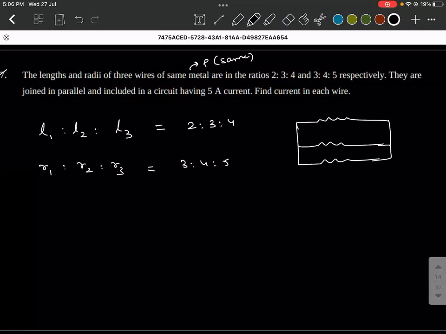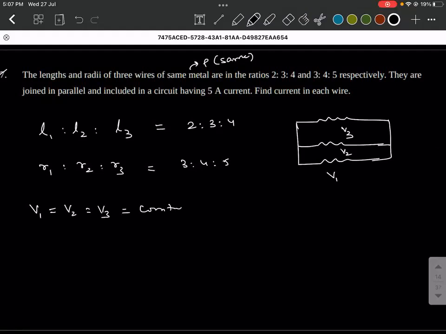Same material, so resistivity is the same. What is the hint given in this question? Think about this. Length is given, radius is given. So wherever they give us the radius, what do we understand? We try to find the area of cross section. So R is equal to rho into L by A. So can I say the potential difference across 1, 2 and 3 is the same? So V1 is equal to V2 is equal to V3. Can I call it a constant?